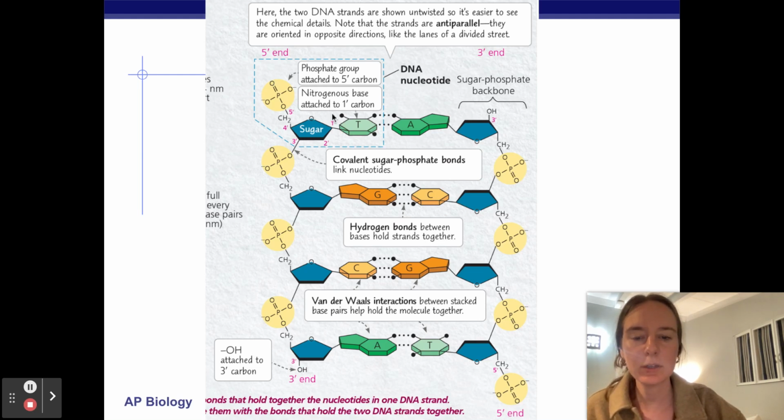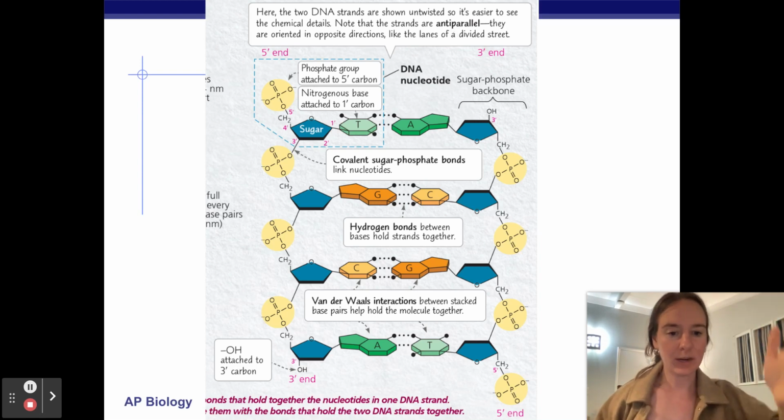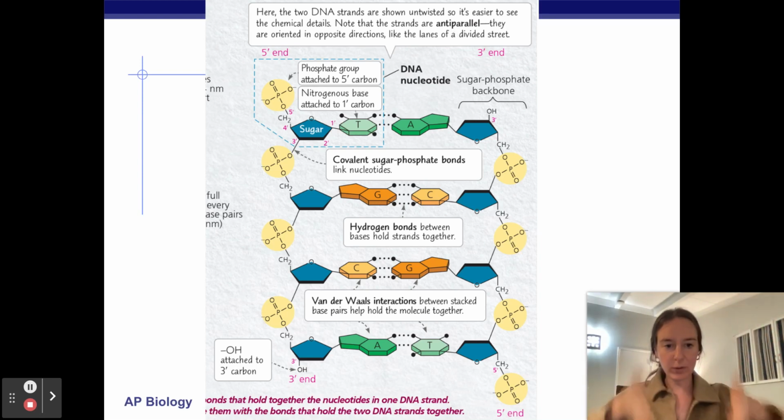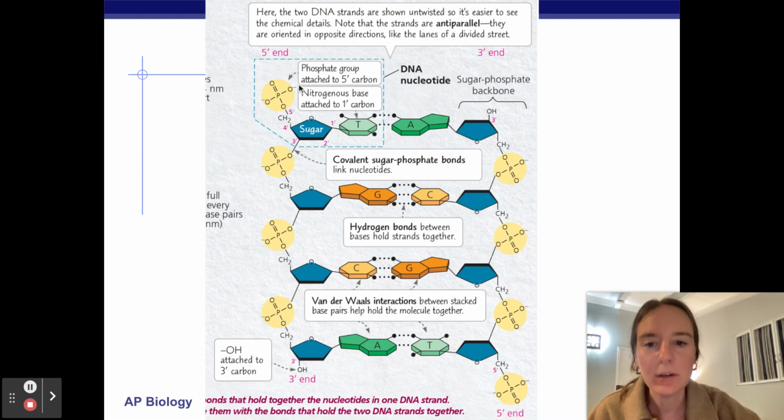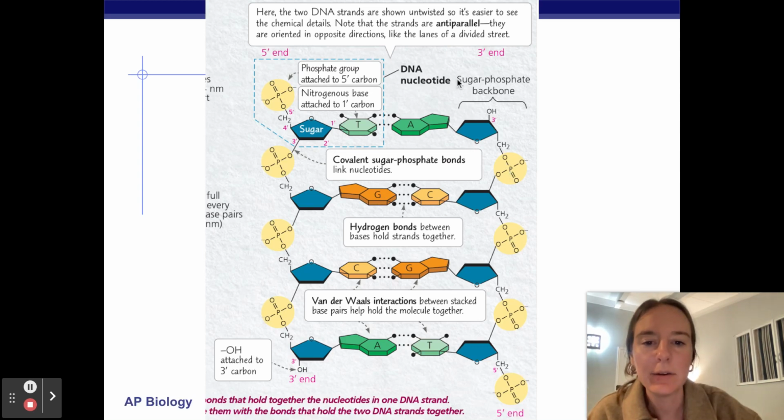Now notice that the two strands, and here's a key vocab word, are anti-parallel. We're talking about the structure of DNA. Anti means opposite or against, and parallel means they're next to each other, going in the same direction. But notice that we have the phosphate and the sugar facing in this direction, and then the phosphate and sugar facing in the opposite direction. So they're called anti-parallel.